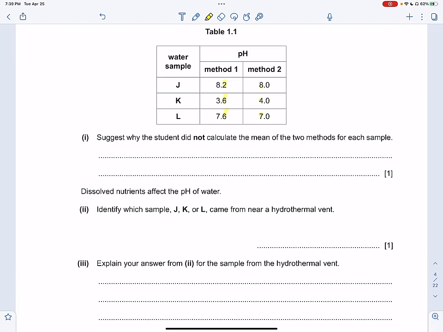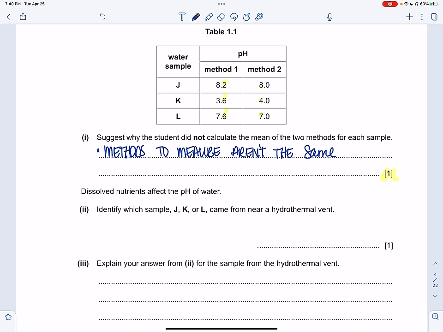Suggest why the student did not calculate the mean of the two methods. And that's because they weren't using the same method, and you can tell from their answers what their data was. The methods to measure aren't or weren't the same. One mark.